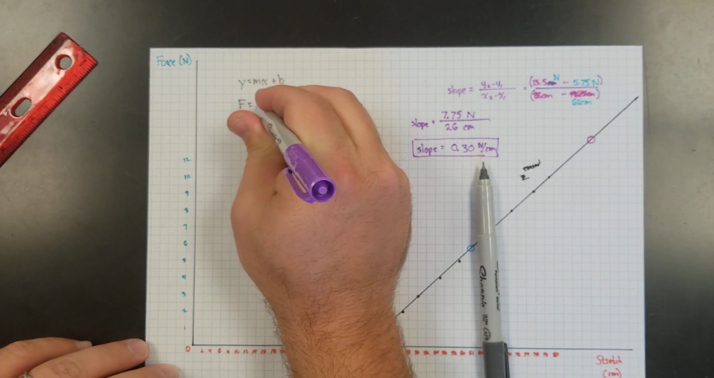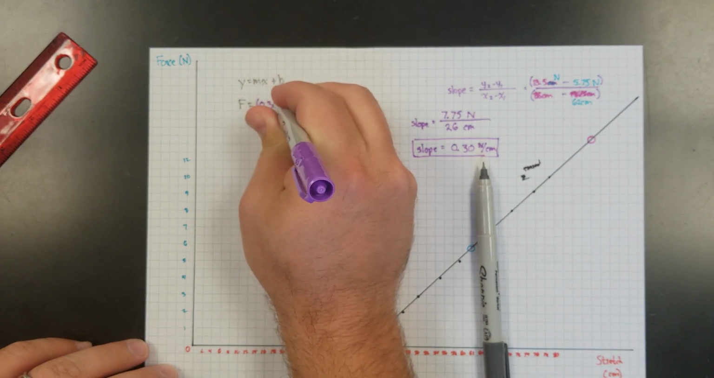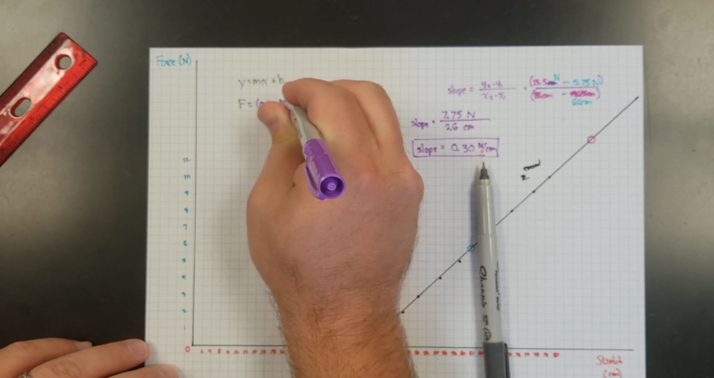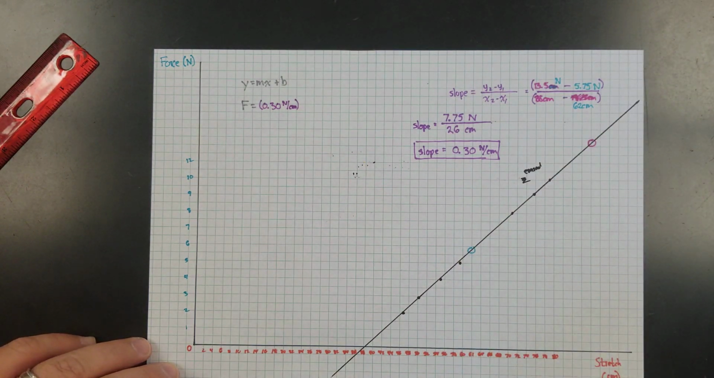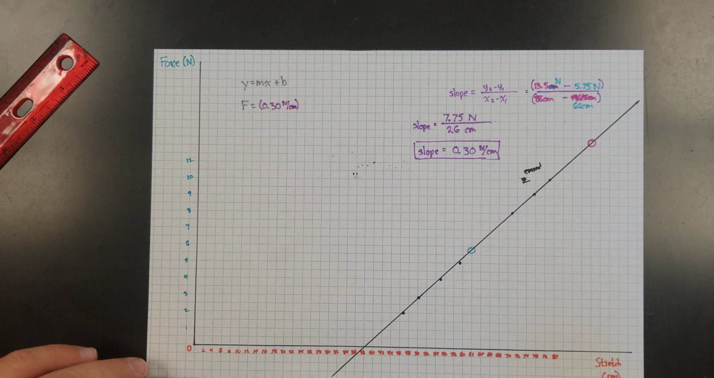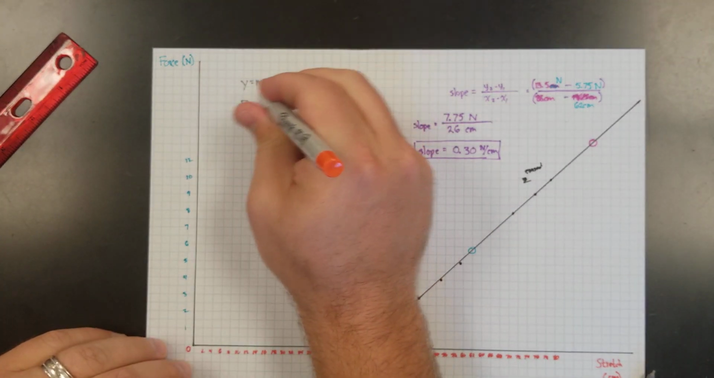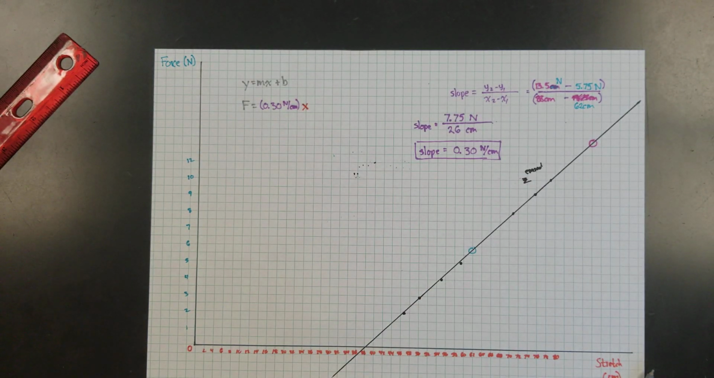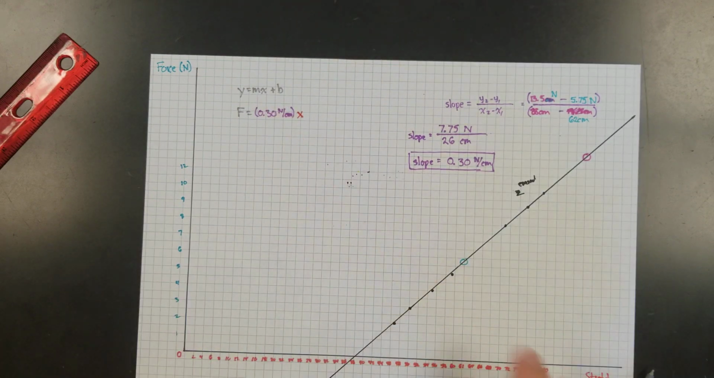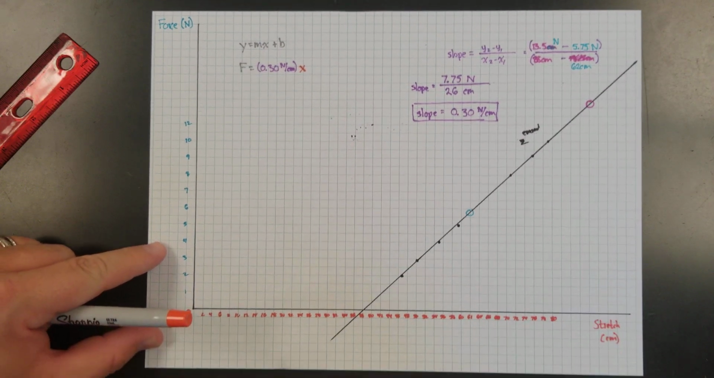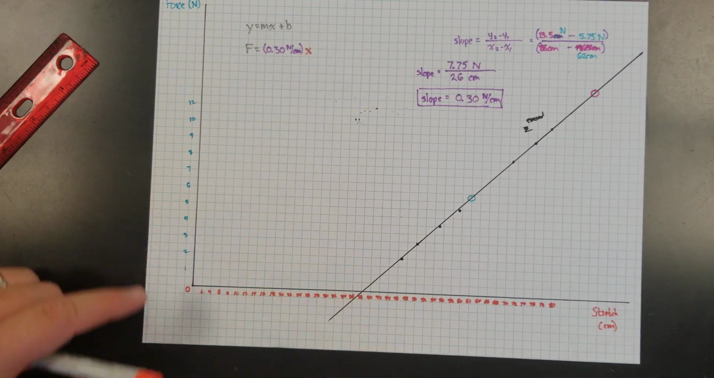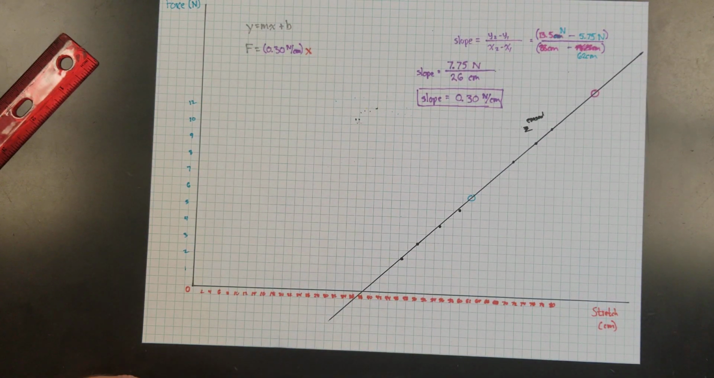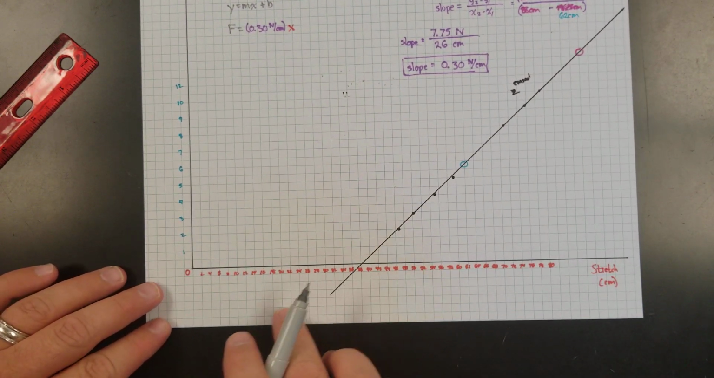And so I'm going to write 0.30 newtons per centimeter. And then plus x, or excuse me, times x. The symbol that we can use for stretch is just an x. And so F equals 0.3 newtons per centimeter times x. And then the plus b thing, well, that's our y-intercept. In this particular case, our y-intercept is like way, way, way down here. And so we're going to have to do something a little bit different to figure out our y-intercept. But I can tell that it's going to be a negative number.